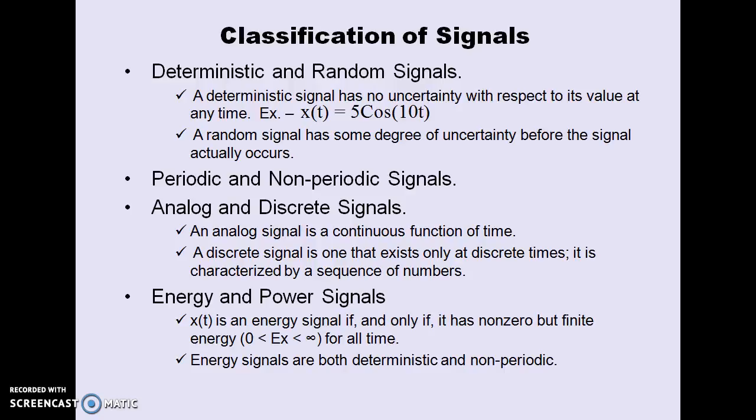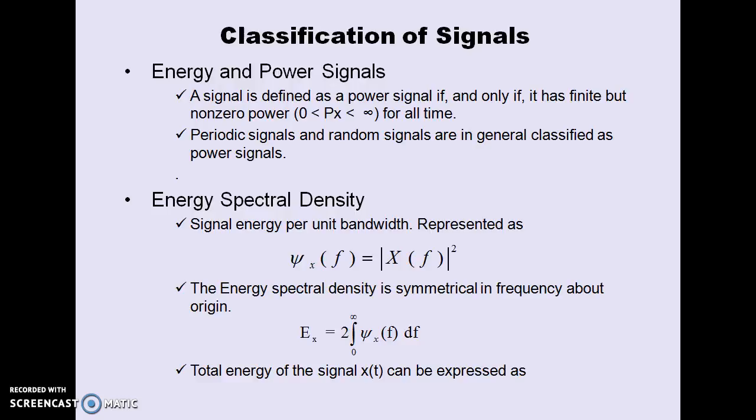There is another important classification, that is energy and power signals. An energy signal x(t) is a signal if and only if it has non-zero but finite energy for all time. Energy signals can be both deterministic and non-periodic. A signal is defined as a power signal if and only if it has finite but non-zero power for all time. Periodic signals and random signals are often classified as power signals.